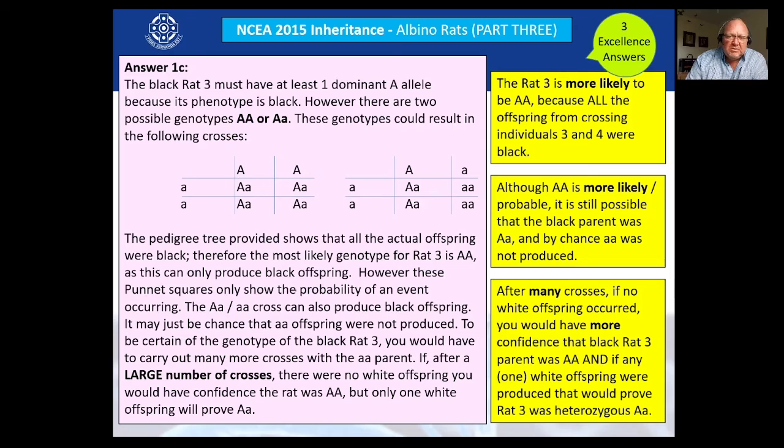However, these Punnett squares also show the probability of the event occurring where a heterozygote can produce black offspring, which is 50%. So, in this case, it might just be chance that white offspring were not produced. To be certain of the genotype of black rat 3, you have to carry out many crosses with a known recessive phenotype or homozygous recessive parent. If after a large number of crosses there were no white offspring, you would have confidence that the rat was homozygous dominant, but only one white offspring will prove that it is heterozygous. Okay, so the same answer. It's just a different way that they ask the question.